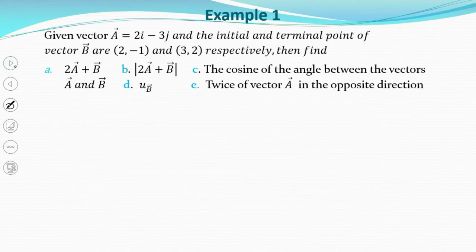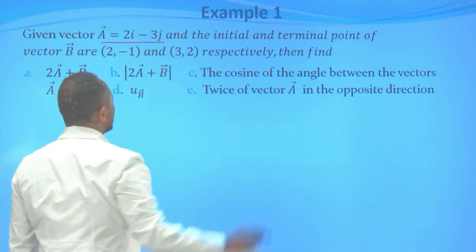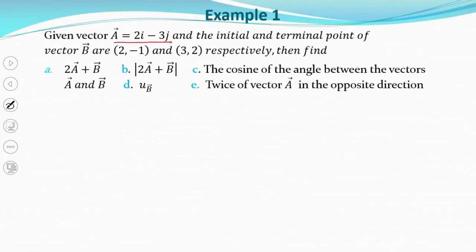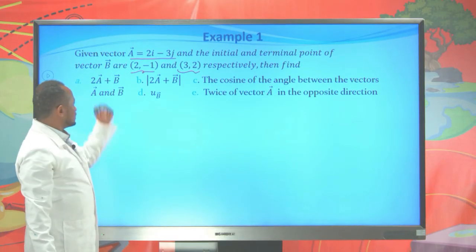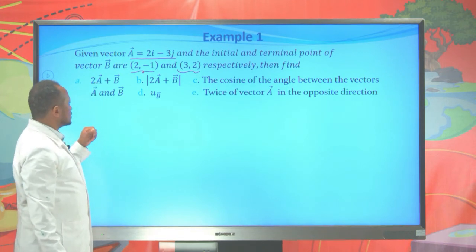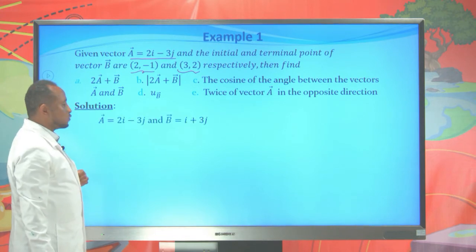Example. Here, given vector A is 2i minus 3j, and for vector B, its initial point and terminal point are given. So, using this, we are asked different questions here. Let's start from A. Let's see each one by one.